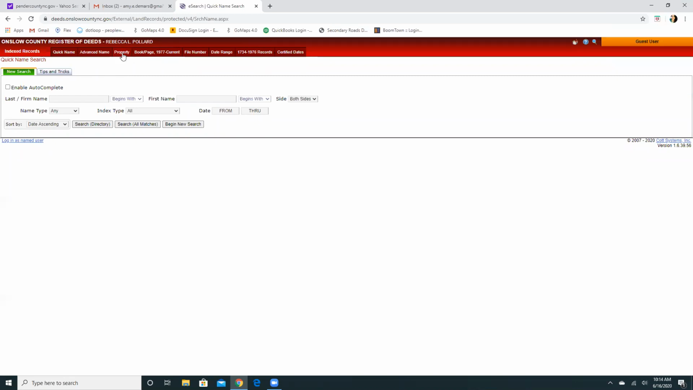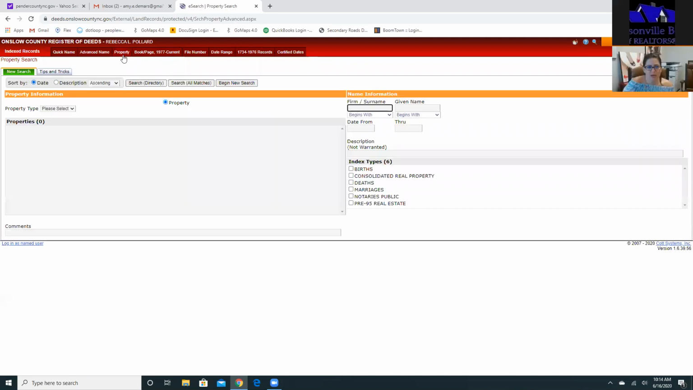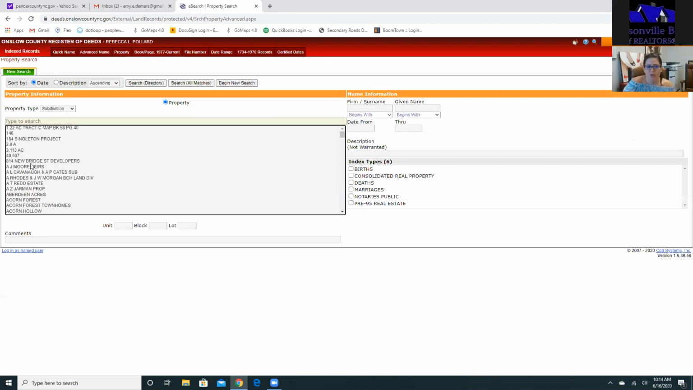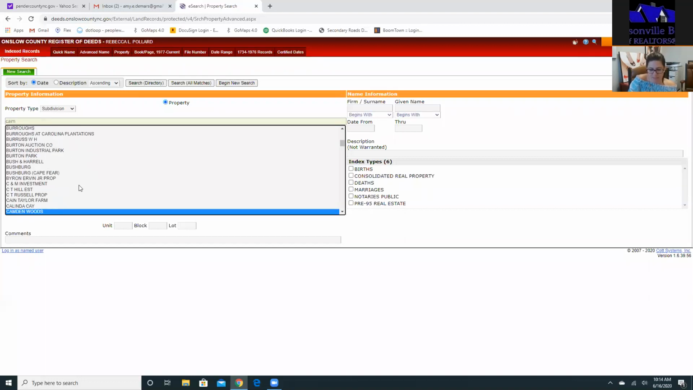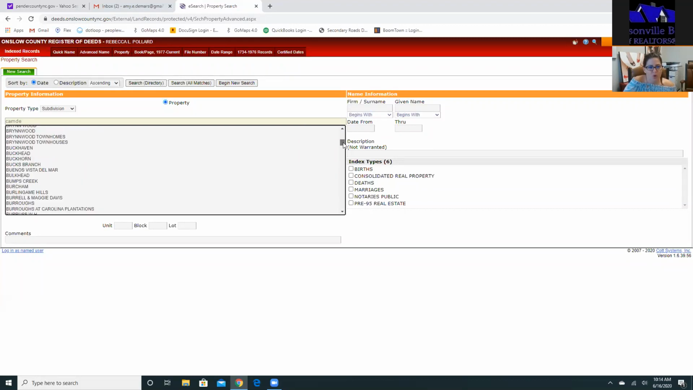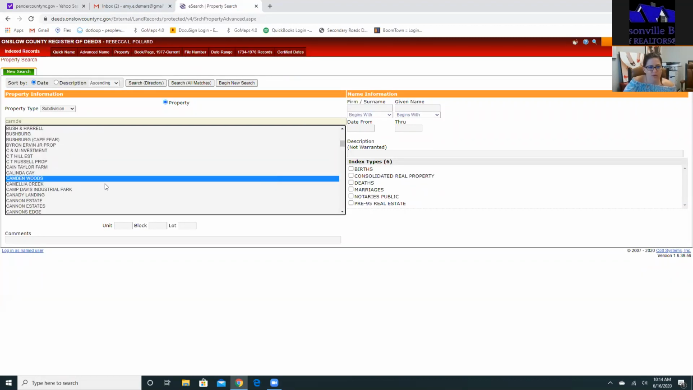So with property, another cool thing that you can do, let's click on this first. If you're in property, you can drop this down from property type to subdivision, and then you can look up anything from subdivision. All you have to do is start typing in anything. So let's say we're looking at Camden Woods. If you start typing that in, you'll be able to scroll and see what it is and see what's around it and everything, but that'll come up.